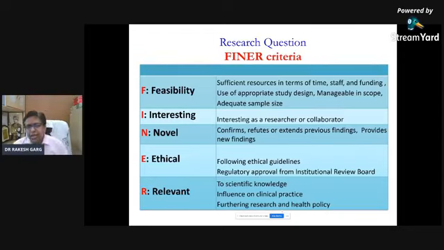So whatever your primary research question is, it should have novelty and it should follow the ethical norms, that the patient volunteers or the patient group that you are including should follow the ethical guidelines. And it should be relevant to scientific knowledge, have some clinical translation value, and help to form some guidelines or health policies. So that should fit your FINER criteria. If yes, then start thinking that this is a good research question and we can go ahead.